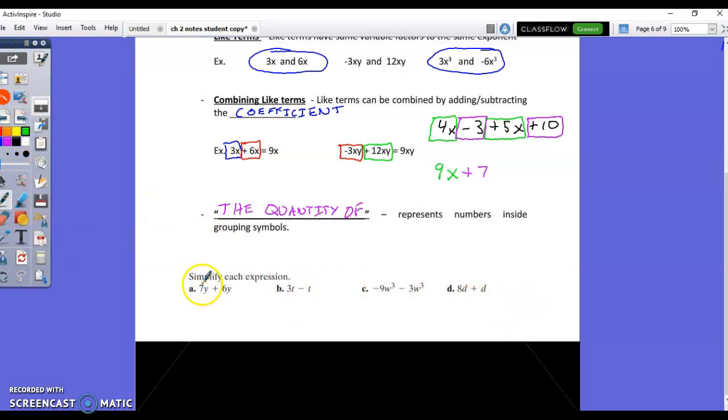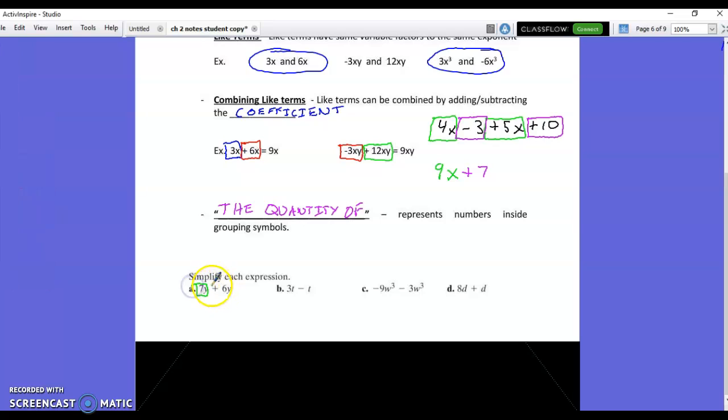So if I look at these like terms, I have a 7y and a positive 6y, and they're both y's, so 6 and 7 would be 13y. I have a 3t and a negative 1t. Think of it as a negative 1. 3 minus 1, 2t.